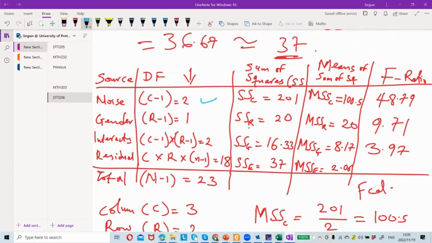Don't forget that the same alpha is for the three you have. When your degree of freedom is 2, you check it. When your degree of freedom is 1, you check it. When you have the interaction between the two, you check it. Then you compare your answer with your calculated. Whichever is greater or less than, then you conclude. And that's the end. So let's check the table.